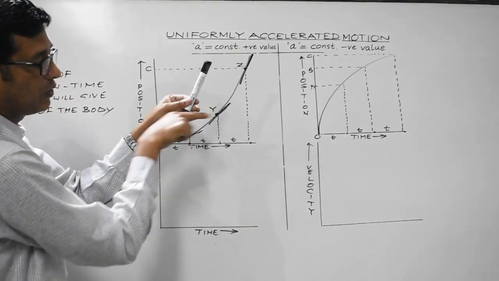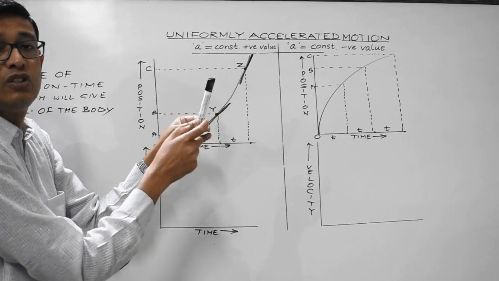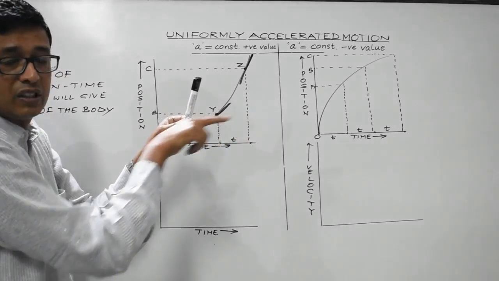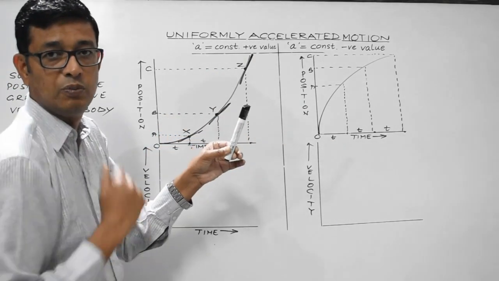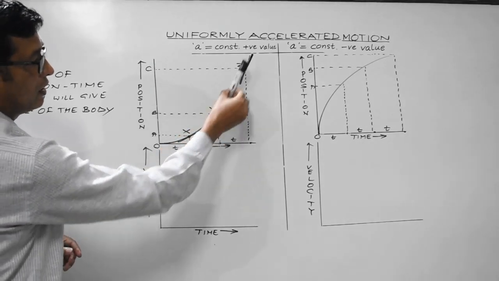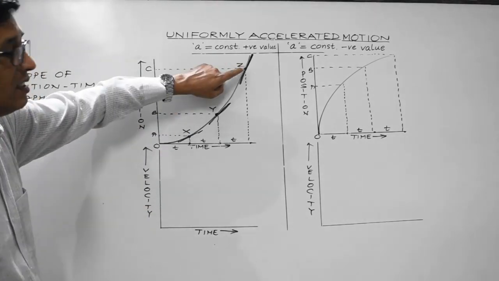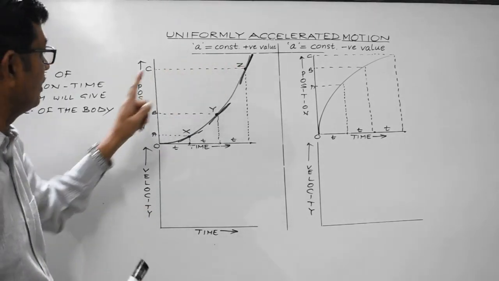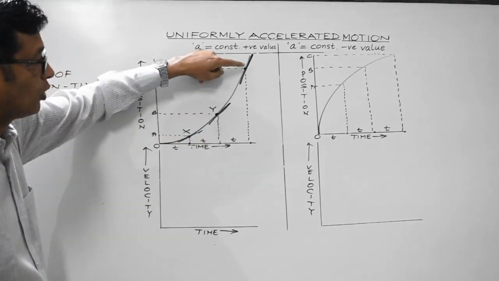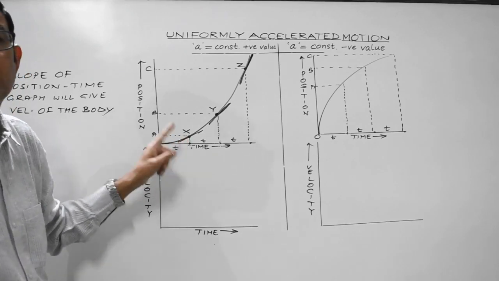The angle which the tangent makes with the horizontal, tan theta, will give you the slope. So, the more the angle which the tangent subtends with the horizontal, the more is the slope. Right? So, this is quite flat, this is steeper, and this is still steeper. So, at point z, the slope is maximum. And the slope of the position time graph gives us velocity. Therefore, the velocity of the body is maximum at point z. The velocity of the body is minimum at point x, because here the slope is minimum.